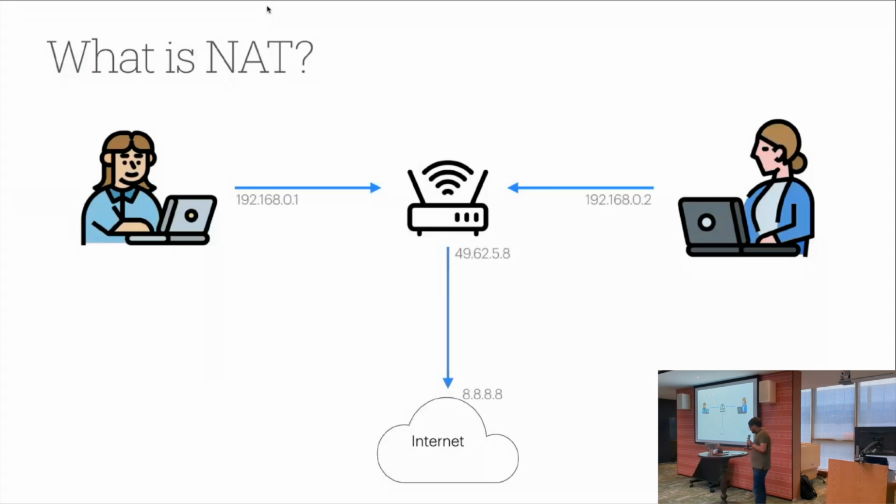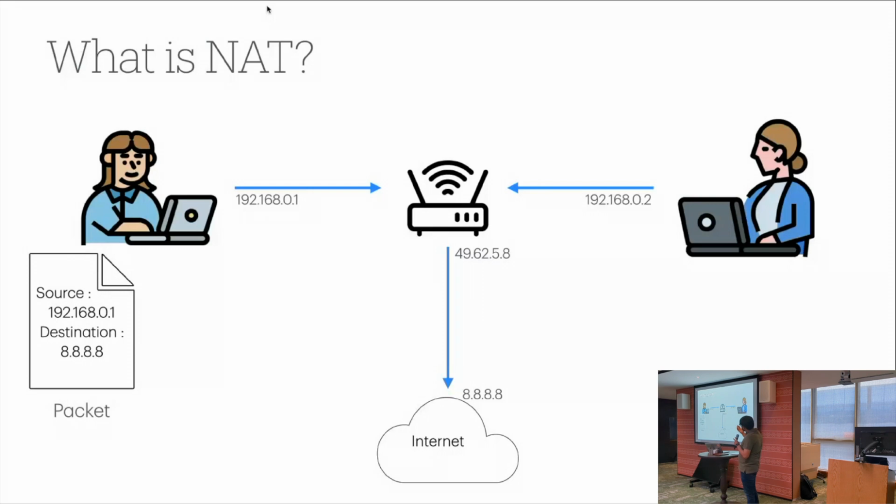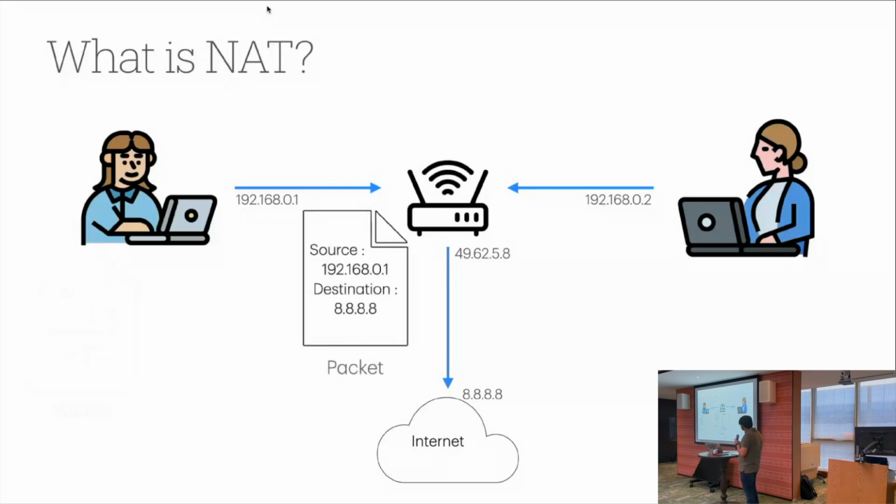So for example, here we have a setup where two clients have 0.1, 0.2 IPs. These are the local IPs, and the router has an IP of 49.62.58, and on the internet, there is a destination that we need to go to, that is 8.8.8.8, right? So now we have a packet from the first client that is going to 8.8.8.8. When it moves from the client to the router, right now if you look at the packet, it says source 0.1 and destination 8.8.8.8.